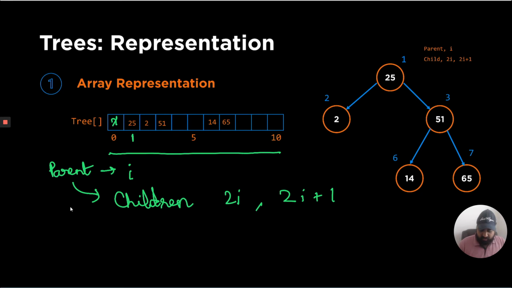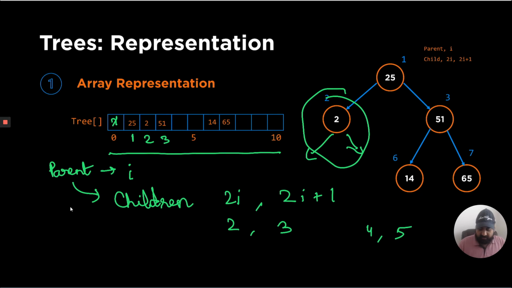Now, if we calculate 2 into 1, which is 2, and then 3, we can see that the children of the node 25 will be at index 2 and 3. A problem with this approach is that there might be no children for a particular node. Like in this case, 2 has no children. 2 is at index 2, so its children would be at 4 and 5, and we see in our array that 4 and 5 are empty. So we are wasting a lot of space, especially for sparse trees, which do not have a lot of children.